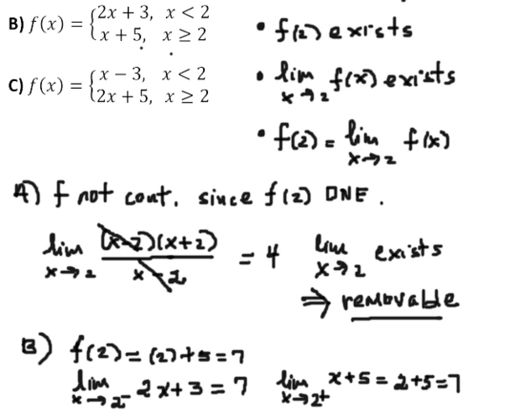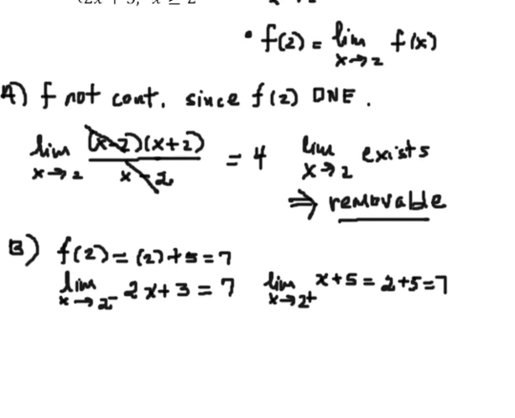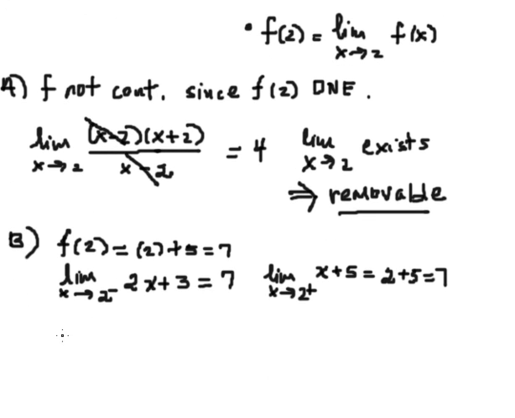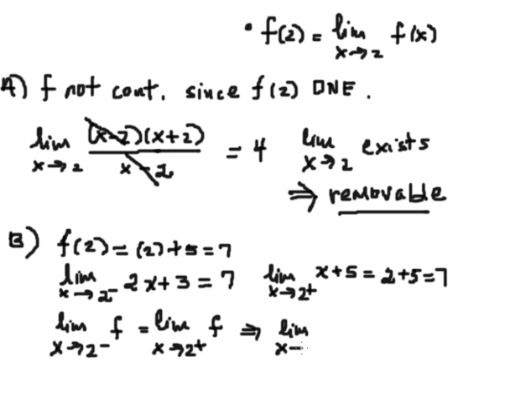Since the limit from the left is equal to the limit from the right, that means the limit exists and it's equal to that shared value. So we write it like this. The limit as x goes to 2 from the left of f is equal to the limit as x goes to 2 from the right of f. So that implies that the limit as x goes to 2 of f is equal to that shared value of 7.